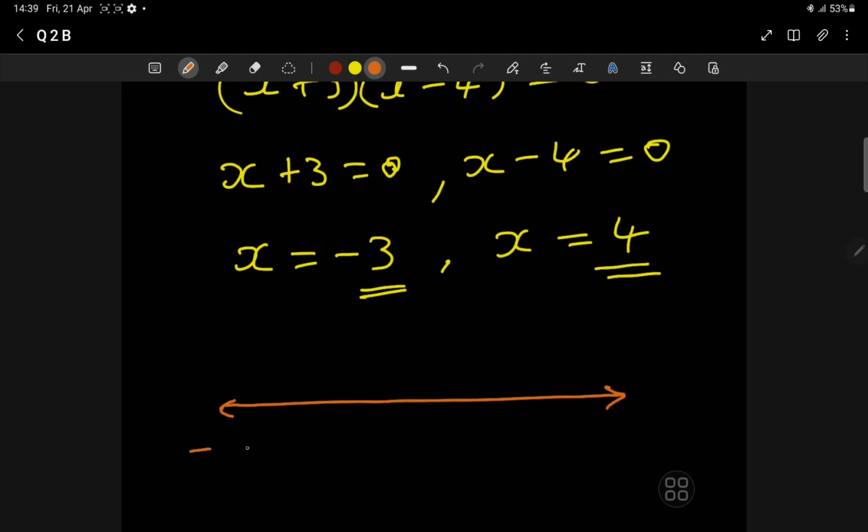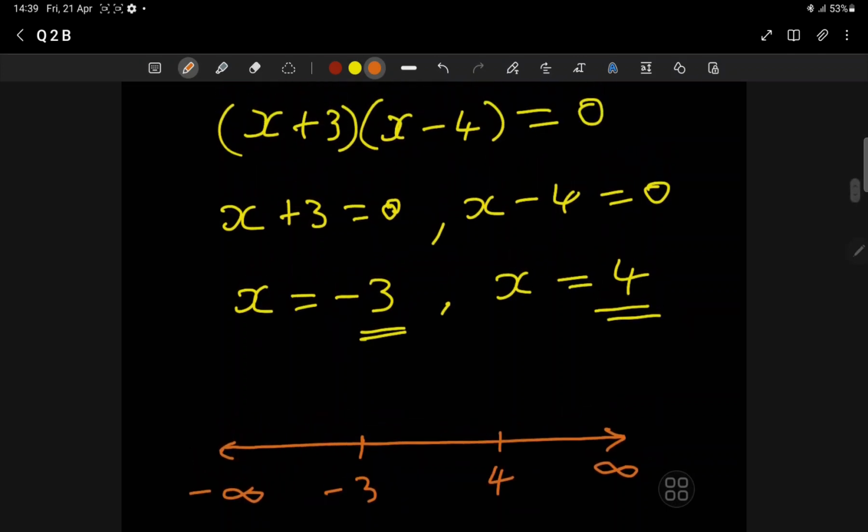So at the far end we'll have negative infinity and we'll have positive infinity. Then we have a positive 4 and we have a negative 3. So these are our sections for trying. So we'll start with the negative here, negative 3 all the way to negative infinity. We pick a number. So we'll pick negative 4. So we replace negative 4 here.